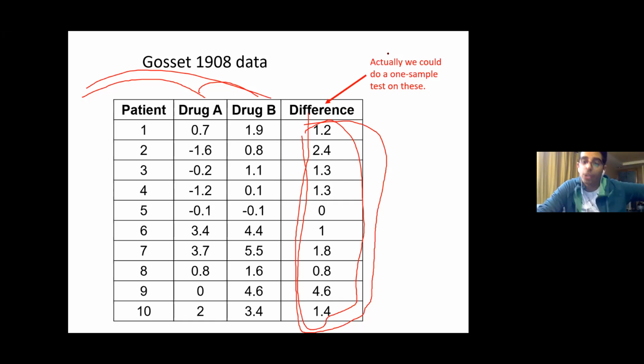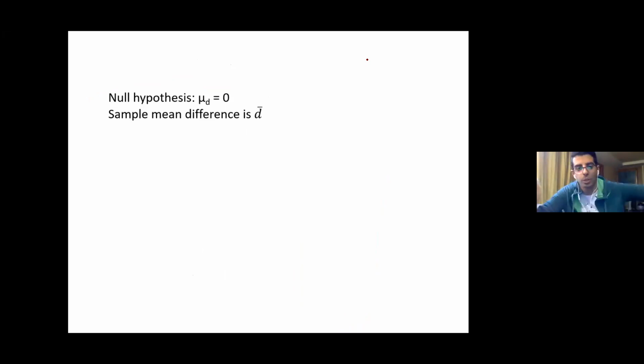So actually, we can do a one sample dependent t-test on these, but the interpretation is different. The interpretation is no longer relative to the population, but rather to each other. So let's go to the interpretation.